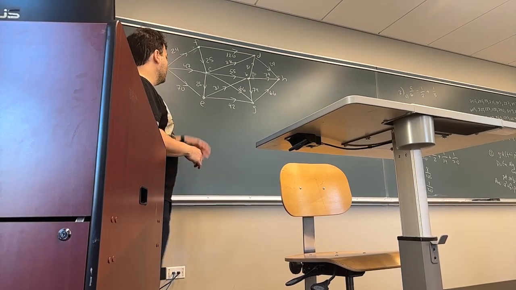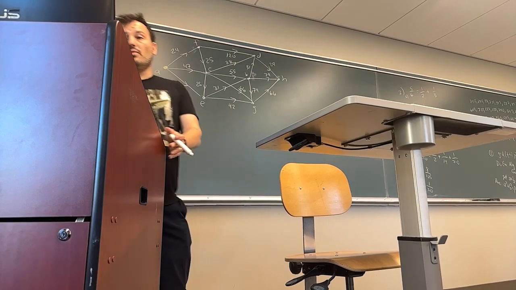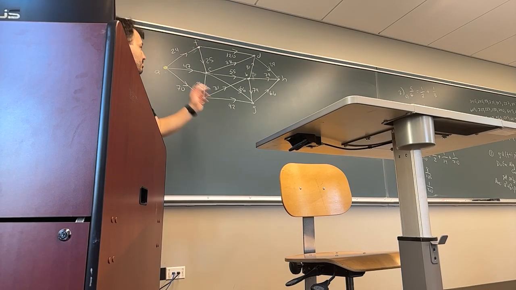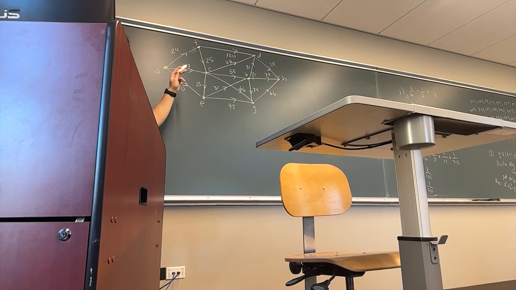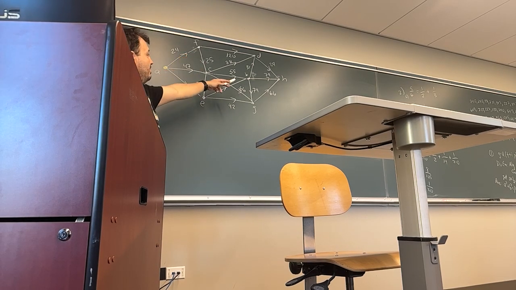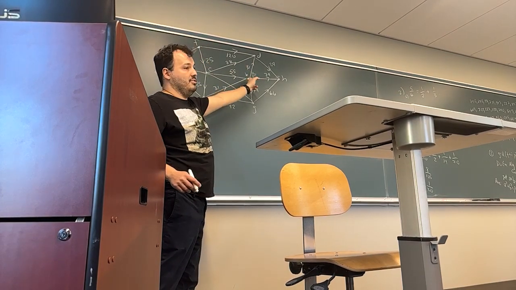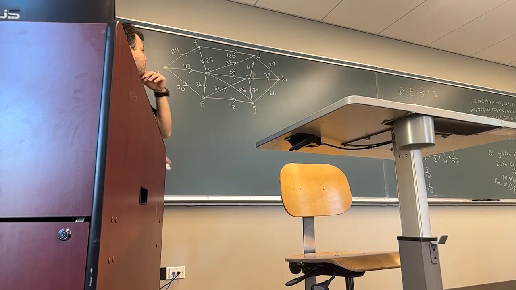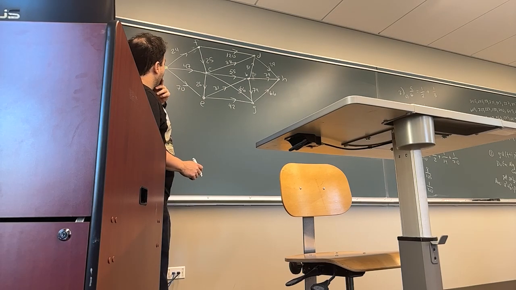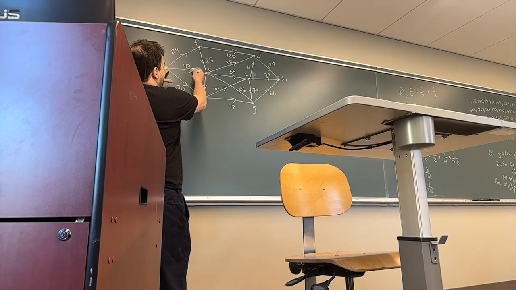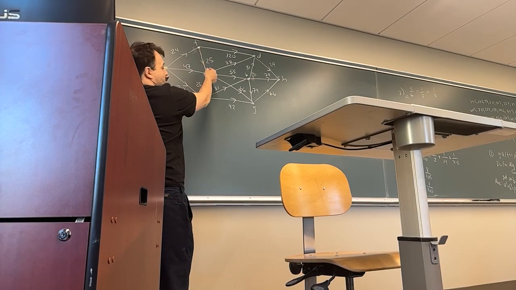All right, so the distance to A is still 0. The distance to B is still infinity because there's no straight edge from F to B. The distance to C is still 47 because 47 is smaller than 24 plus 25.